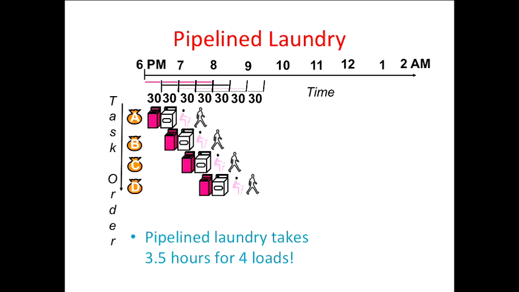What you're taking advantage of is the fact you have these different resources, the washer and the dryer, that you can have 2 different loads using those 2 different machines at the same time, right? That's parallelism. This is a form of parallelism. It's one of the most important ideas in computer architecture.